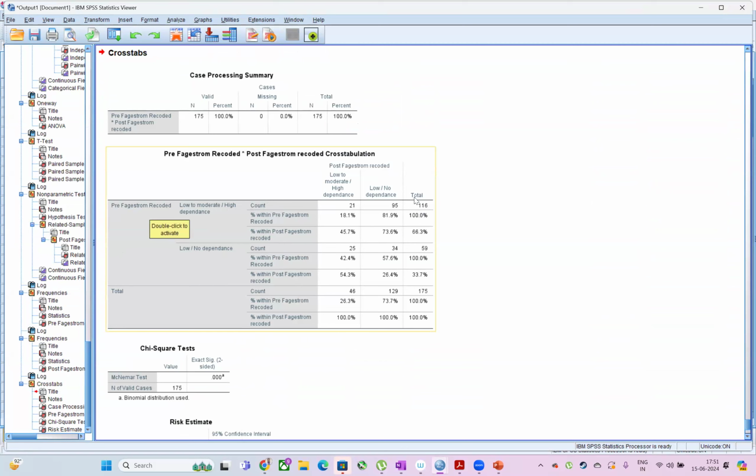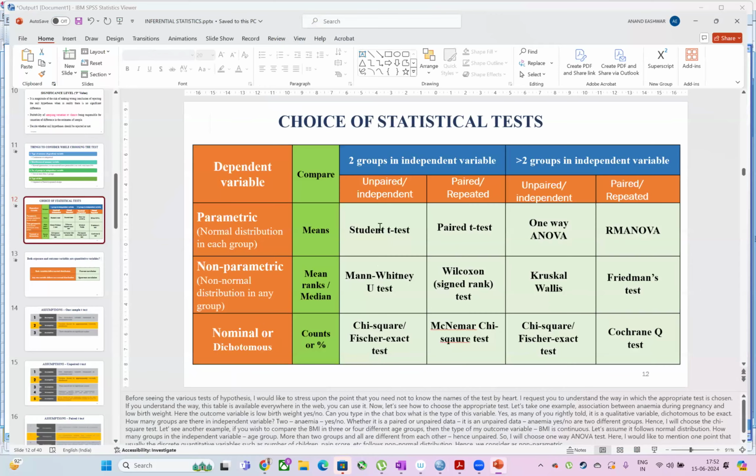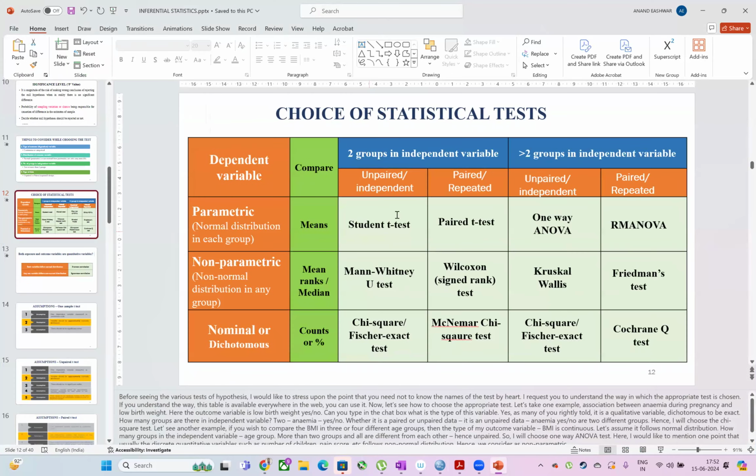Before intervention, the high dependents were totally 116 people, among which 95 people have moved to low dependence. This is just a 2x2 table giving you an idea about how much the data has shifted from pre-intervention to post-intervention, and this is going to give you the chi-square. Now, if I go and show this table which was shared by Dr. Vijay Karthikeyan, we have seen all these tests in SPSS.